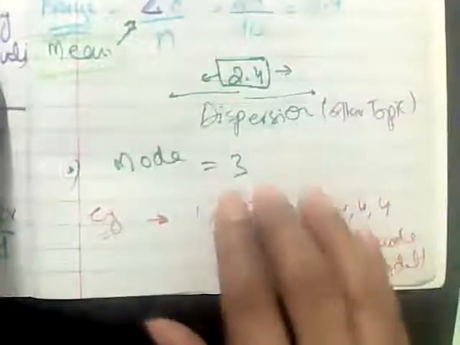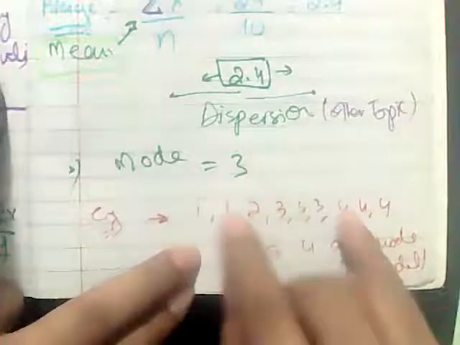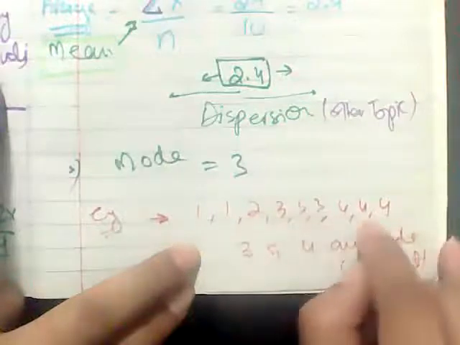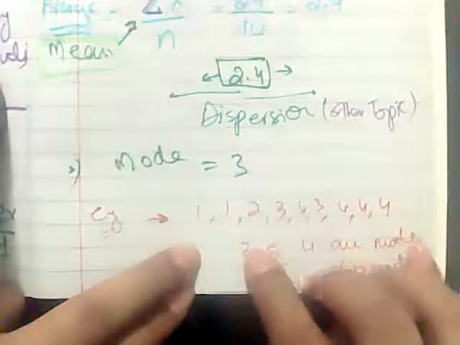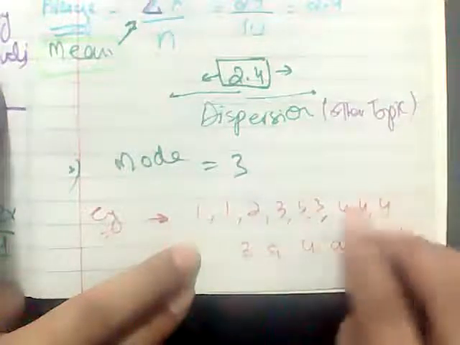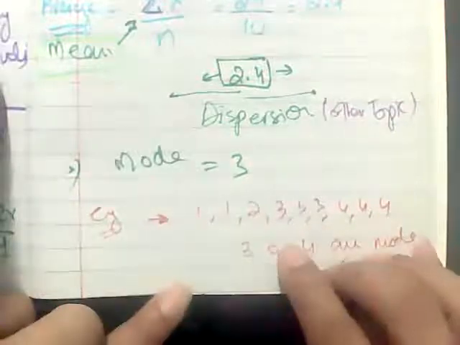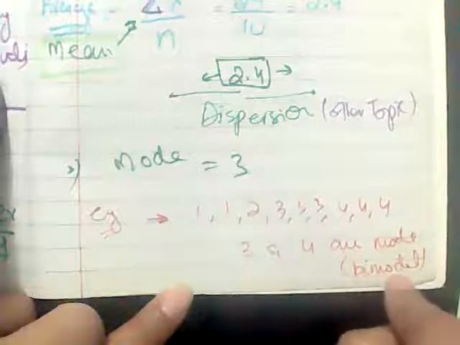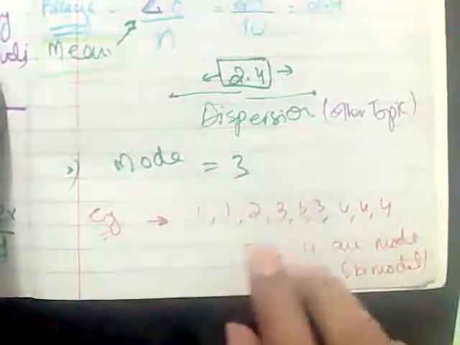Okay. Let's take one more example of this data. 1 is occurring 2 times, 2 occurs only one time, then 3, 3, 3, 4, 4, 4. Now in this case, there are two modes. Modes are 3 and 4. They are also known as bimodal. Have you heard the word bicycle? Because it has two tires, so it is also bimodal.